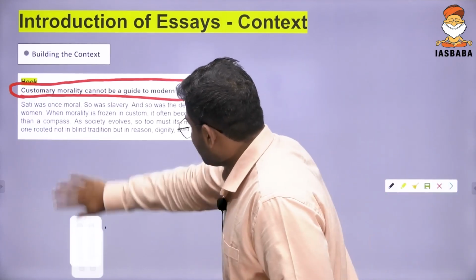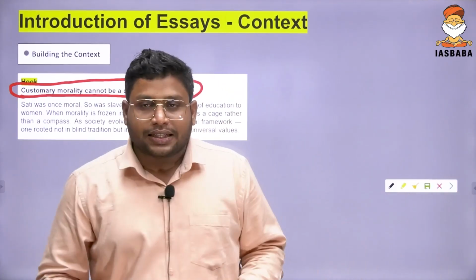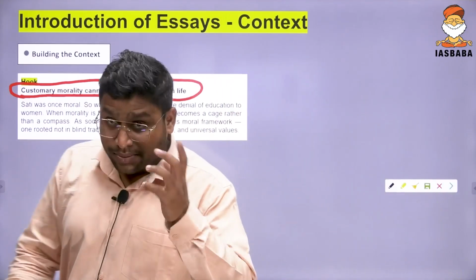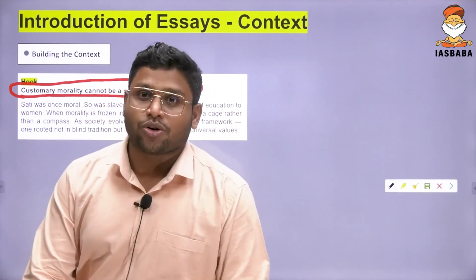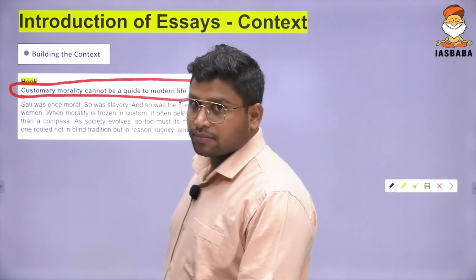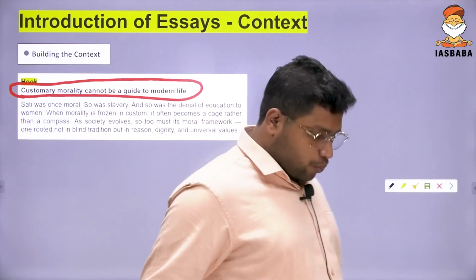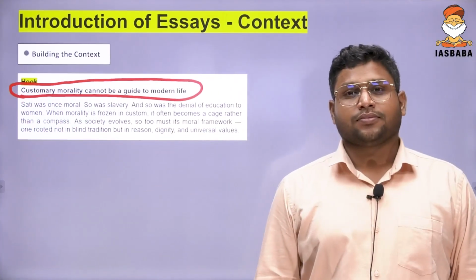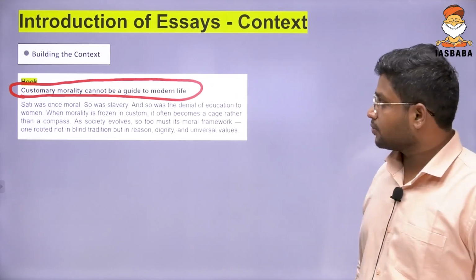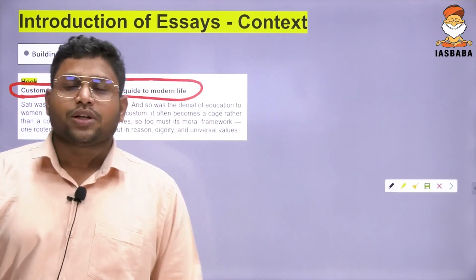Now, first of all, do you understand what is meant by this particular essay theme? Customary morality cannot be a guide to modern life. First of all, let me know if you are understanding this theme or not, and then we'll discuss that introduction part. Yes, are you able to comprehend the meaning? Yes or no? Need of progressive social outlook.